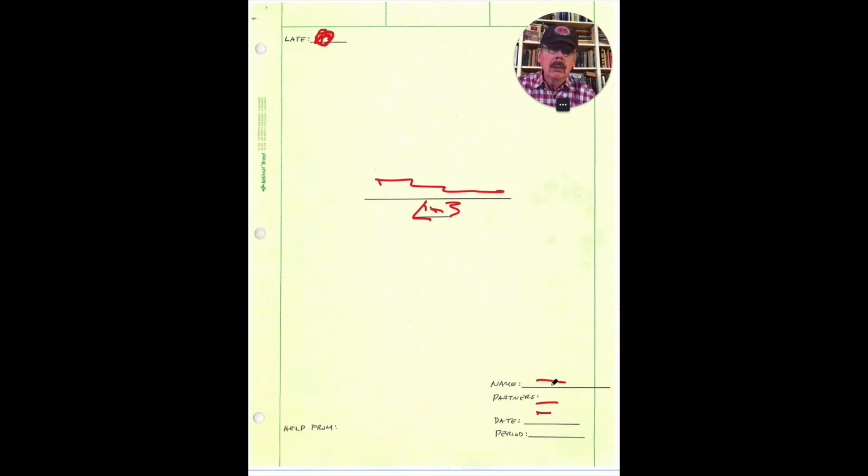Name, colon, give me what your name is. And then lastly, you need to identify the period. Whenever you do any kind of communicating with me, you've got to give me your period. Even when I learn all the names, I'm not going to have names attached to periods, and so I just need to know what period you're in.